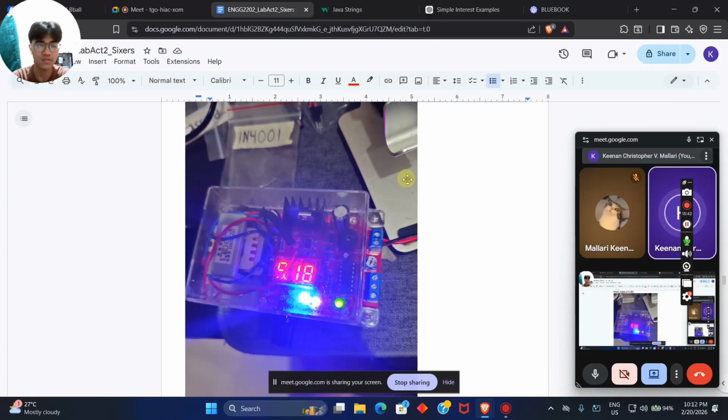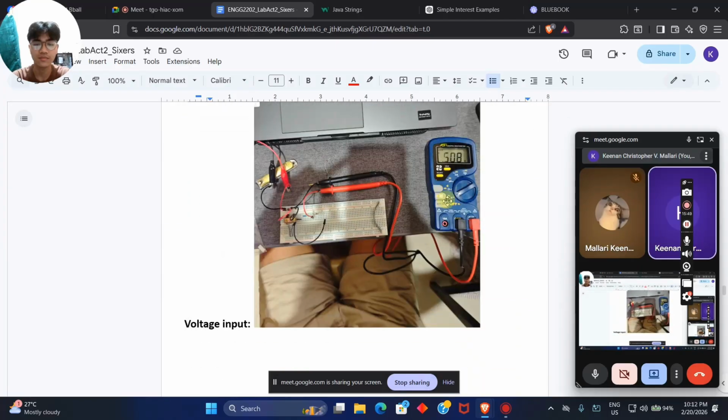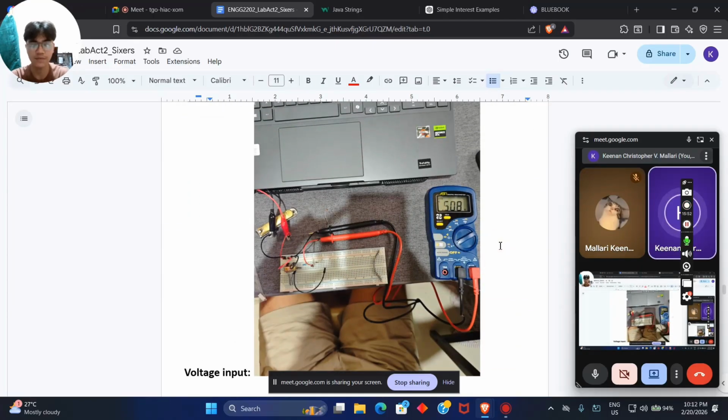As per the instructions, we set it as close as possible to 9 volts. Here the reading being 9.18 volts. Here's our voltage input for the reverse bias. Please take note that in one of these pictures, we only included the pictures ranging from 0.5 volts. We didn't put every single picture of every single voltage input because that would be too many pictures. So I only started with the lowest voltage required at 0.5 volts.